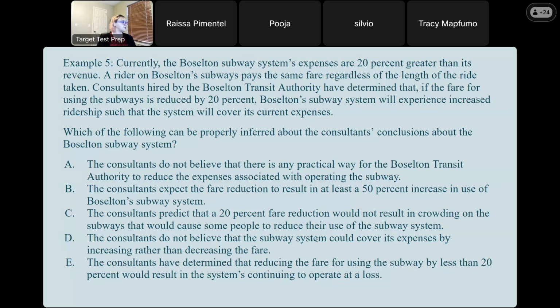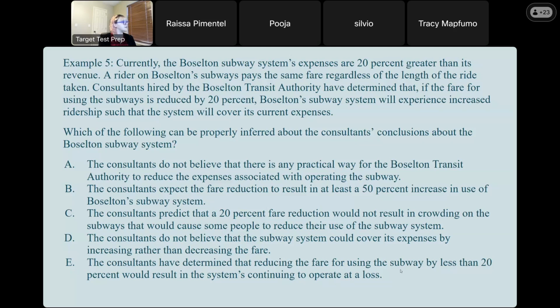D, the consultants do not believe that the subway system could cover its expenses by increasing rather than decreasing the fare. Again, we do not know this for sure. They absolutely could have even pitched an increase in fare, and the Bozelton Transit Authority might have been like, we're not doing that, find a different way. And so then they came in with this decrease in fare. If it's not 100% of the time, then it's not an inference that we can make.